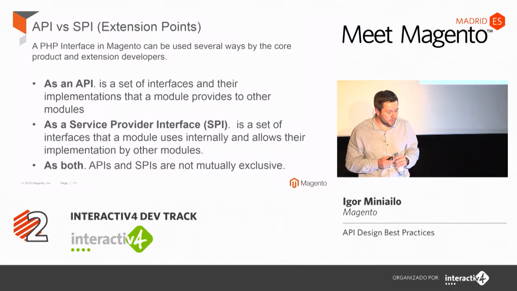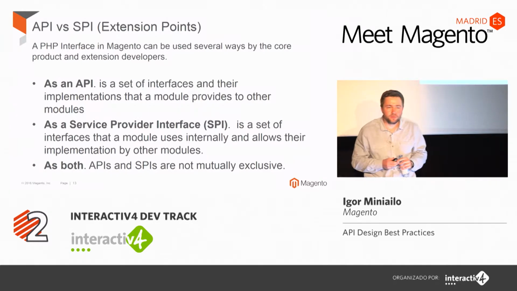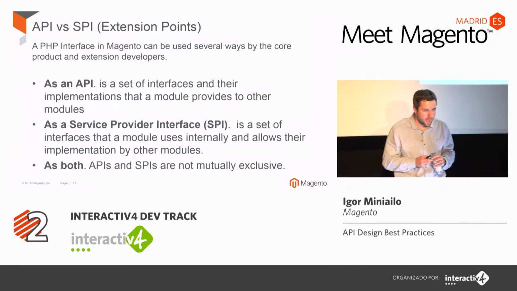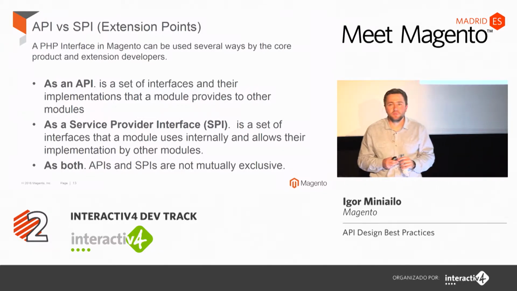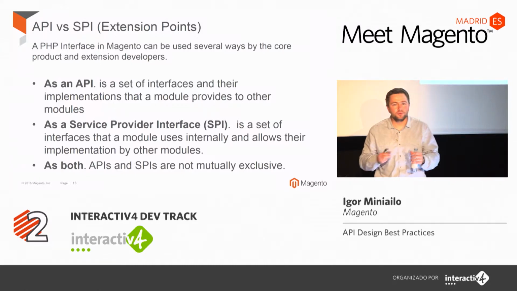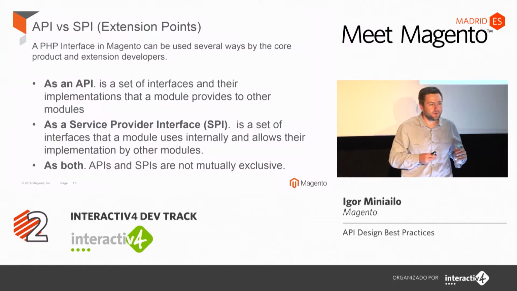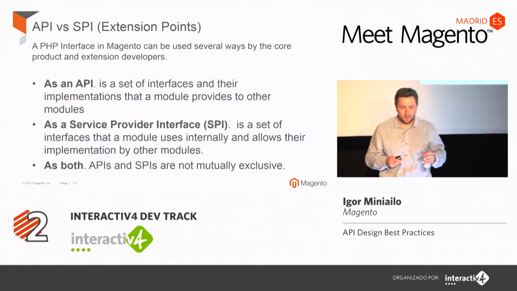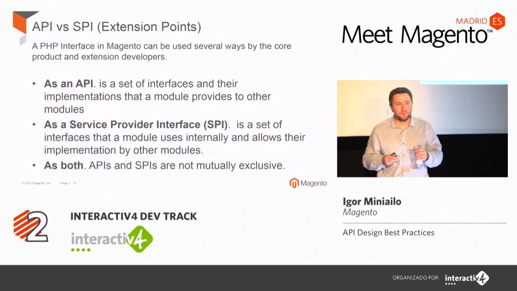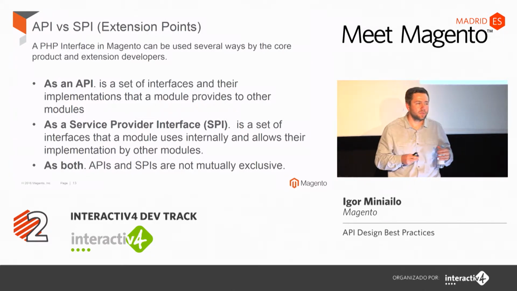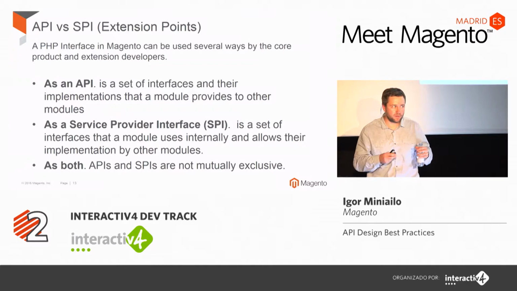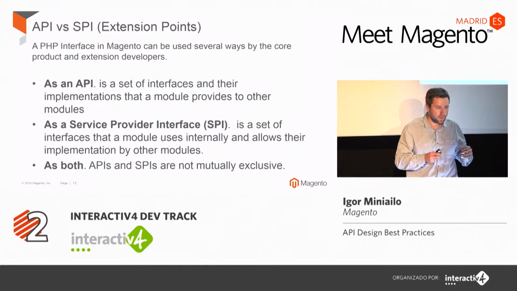And another possible usage of the interface is the SPI, the service provider interface. A good example of the service API could be our search adapter, because we have an adapter interface, and there are different adapters on board: Elasticsearch, Solr, and MySQL. And for example, you as the extension developer would like to implement your own adapter like Sphinx. All you need to do is provide your own implementation for that interface.